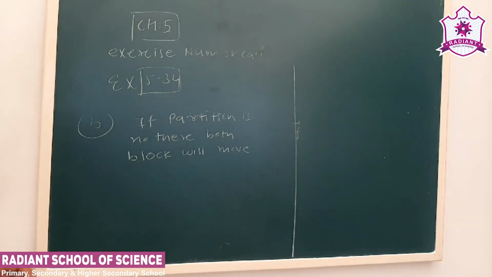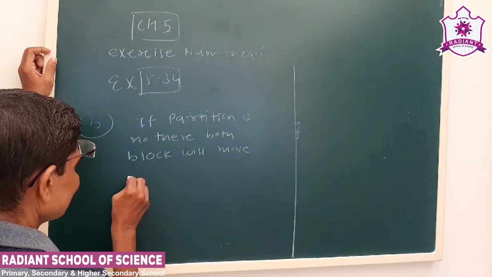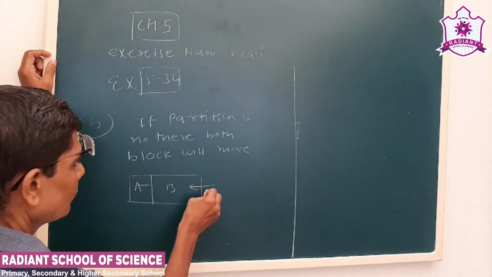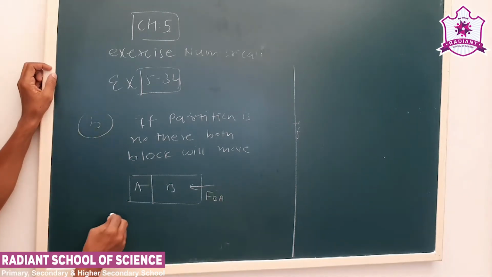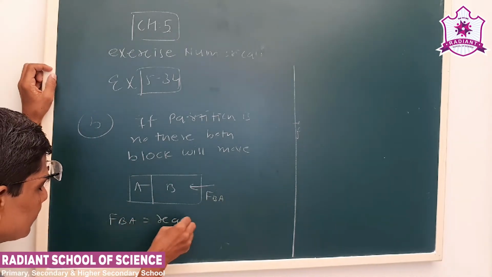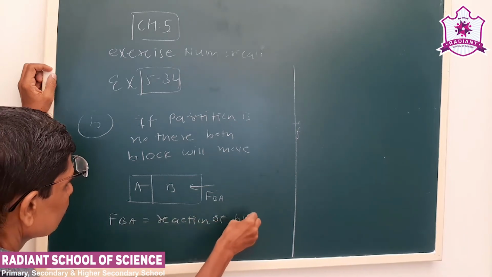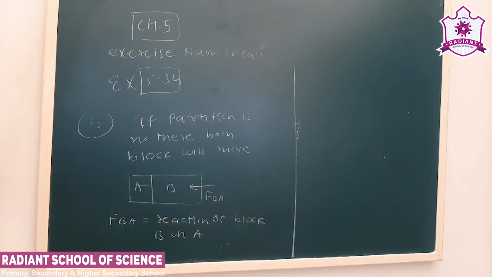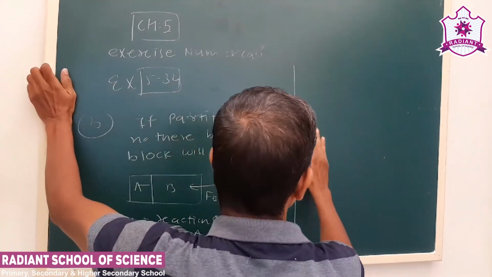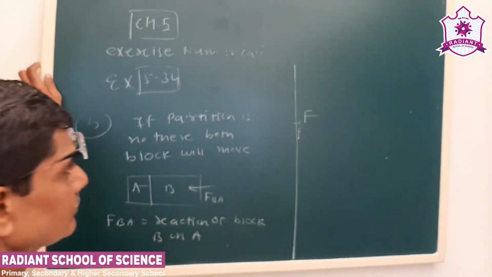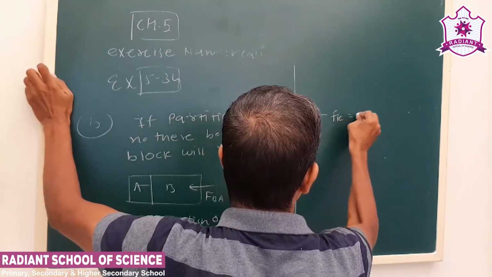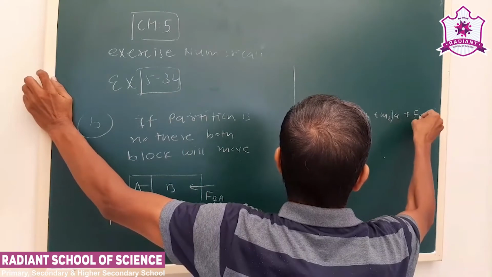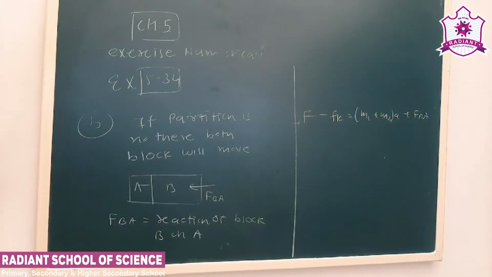Now let us say there is a reaction of block B on A. Again the situation is like this, A and B. We have to consider FBA, which is the reaction of block B on A. So in that case, how will the equation change? It will be F minus Fk will be equal to (m1 + m2) a plus FBA. That is the reaction.